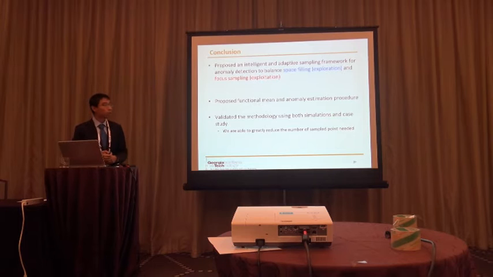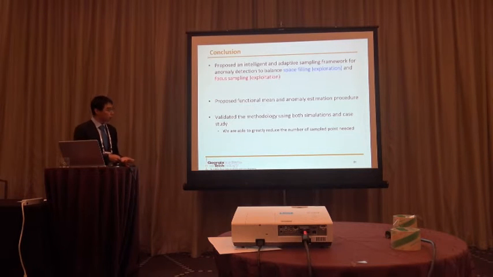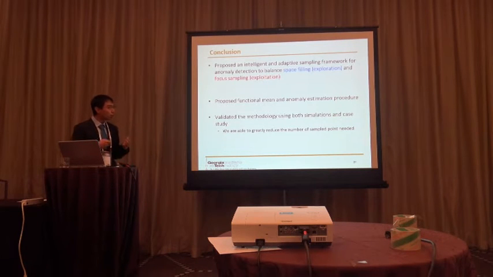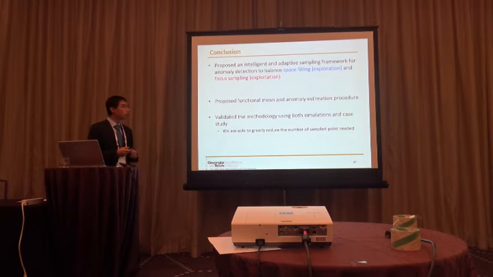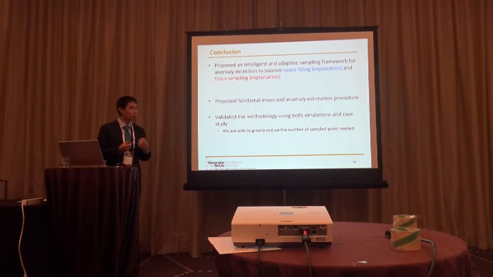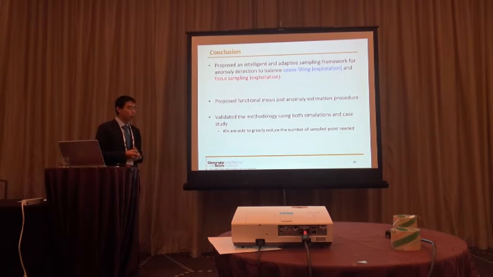So in conclusion, we propose an intelligent and adaptive sampling framework for anomaly detection to balance space filling, which is exploration, and focused sampling, which is exploitation. We also propose functional mean and anomaly estimation procedures. Furthermore, we validate this methodology using both simulation and a case study, and in both cases, we are able to show that we can reduce the number of sample points dramatically, so that we can also reduce the measurement time.